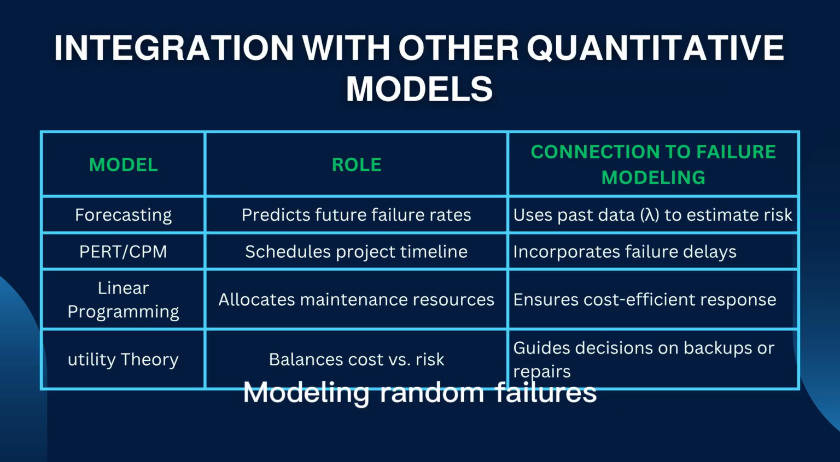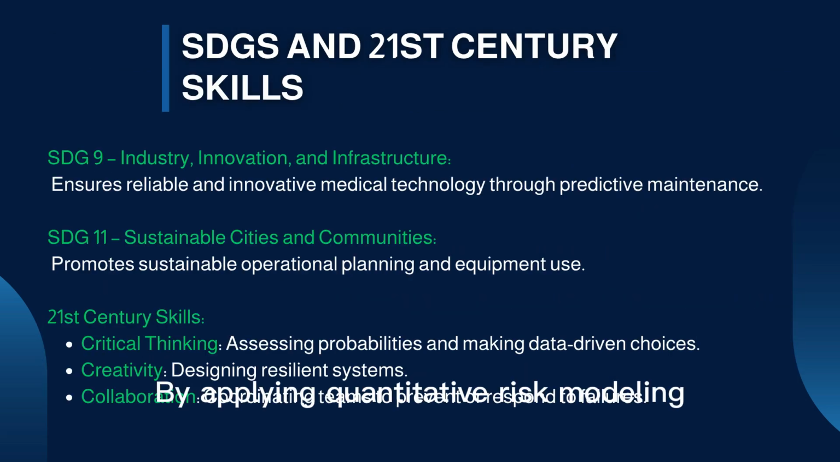Modeling random failures isn't just a standalone thing. It works with forecasting risks, adjusting schedules, assigning maintenance resources, and making smart decisions for a solid project management strategy. By applying quantitative risk modeling, Medivance supports SDG 9 and SDG 11. The approach promotes innovation while ensuring reliability and sustainability. It also develops modern managerial skills, critical thinking, creativity, and collaboration, essential in solving complex, real-world problems.